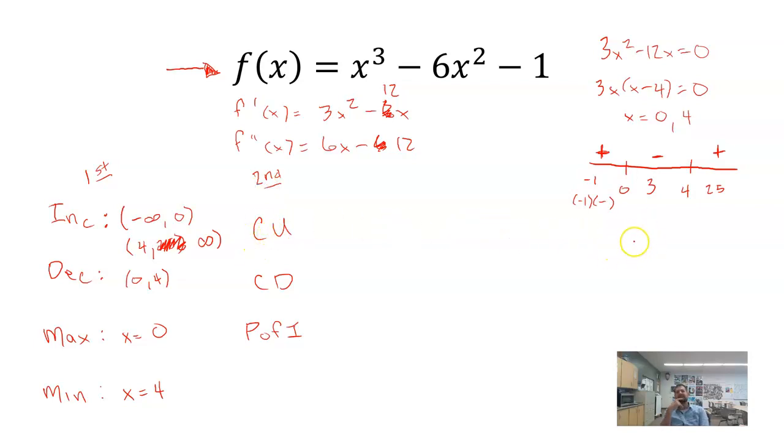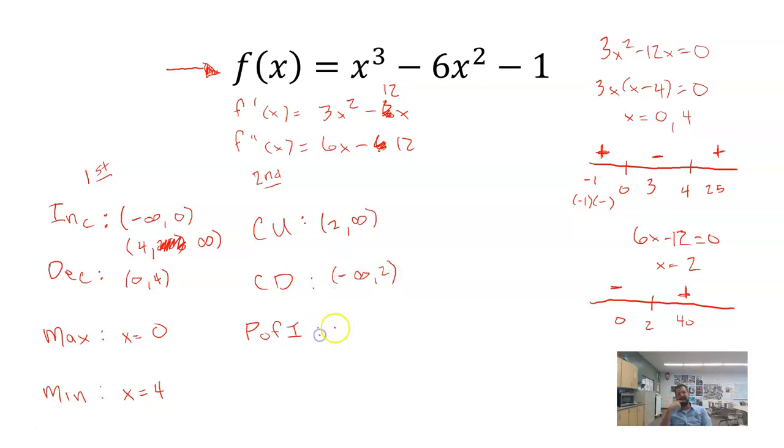Now, if I use the second derivative and do exactly the same thing, remember that tells us some other information because the second derivative tells us about concavity. So I set it equal to 0 and get x equals 2. If I take 0 and plug that into my second derivative, I get a negative number. If I plug in like 40, I get a positive number. So this means my original function is concave up from 2 to infinity and concave down from negative infinity to 2, which means at x equals 2 we have a point of inflection.